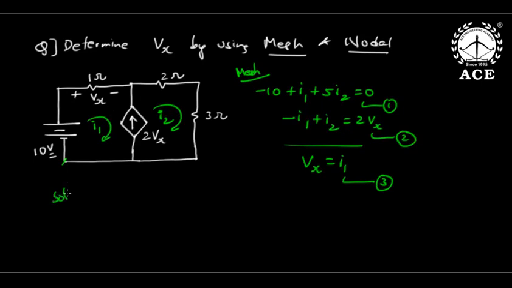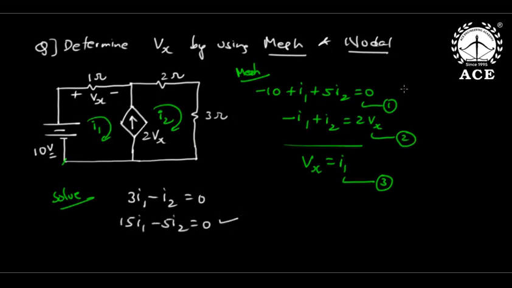Now solve them. My requirement is Vx. Vx is nothing but I1 only. So first you substitute Vx there. That is nothing but 3I1 minus I2 is 0. I'll multiply this by 5 times: minus 5I2 equal to 0.